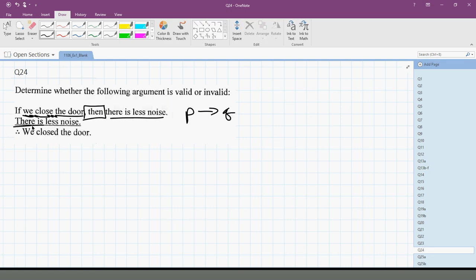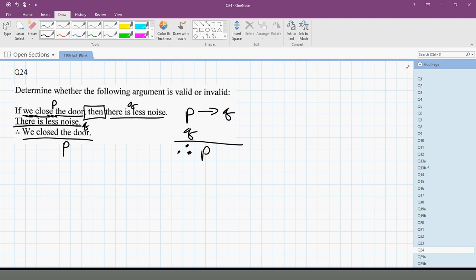All right, the next one says there is less noise. That's Q. See, look, this guy is Q. That guy is Q, because they're both about less noise, right? Put my little line. I have my therefore symbol. And then it says, we close the door. That was P, because it matches the P that we talked about up above. So there's what our statement looks like in symbols.